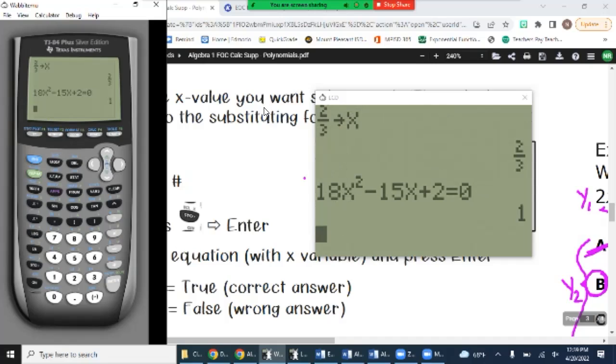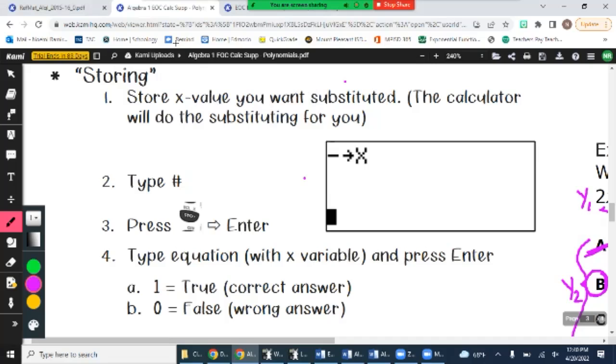And there's your 1. So if you have trouble plugging the numbers in yourself, store the number and tell the calculator to do the plugging in for you. Got it? All right. Last thing. So I'm going to fill this in. I'm going to put my 2/3 on the screen. It will give you a 2/3 back. And we're going to move on to the very last page.